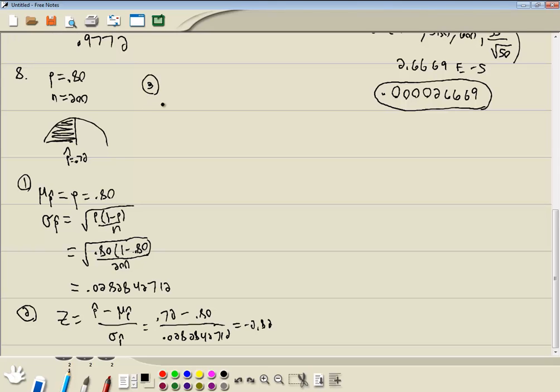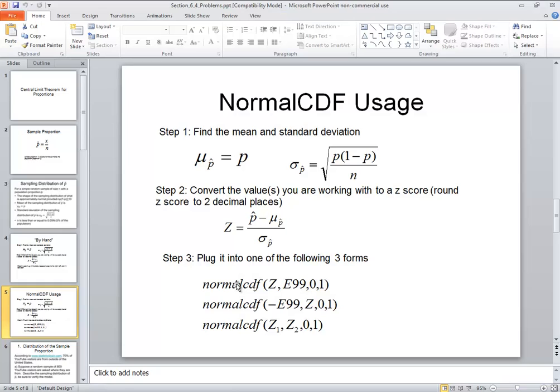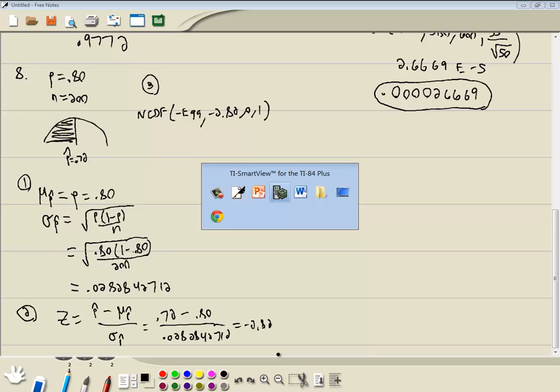Okay, so then step 3. We're shading to the left, so this is going to be a normal CDF, negative E99, comma, the value we just found, negative 2.82. And where that comes from is right here. The second one is when it's shaded to the left. The first one is when it's shaded to the right, and the last one is when it's shaded in between two values. So let's see what that gives us.